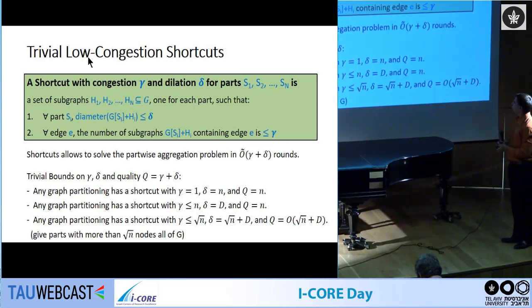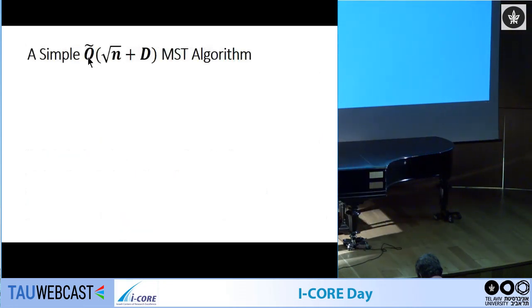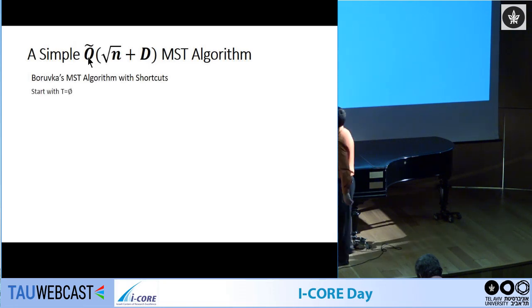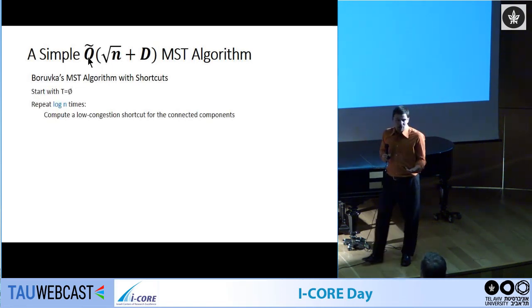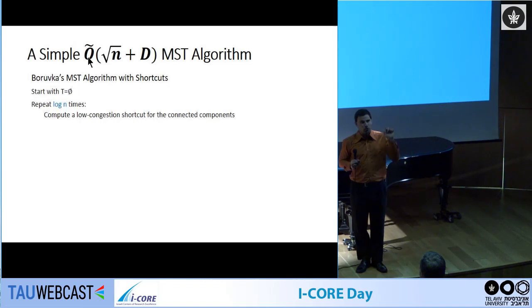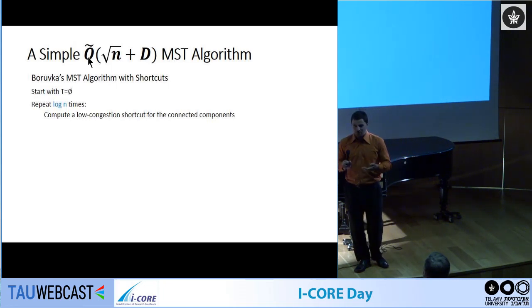Right, cool. But I claim this already gives us a really nice and simple square root of N plus D MST algorithm. I'm just going to use these. I'm going to run Boruvka's algorithm, repeated log n times, and in every round I have these connected subsets, and I compute a low congestion shortcut for it. That's a fancy way of saying, if I just want to shoot for square root of N, I'm just going to look at whether a part is smaller than square root of N. If so, just aggregate within the part itself. That takes square root of N time. I have this time, I don't care.